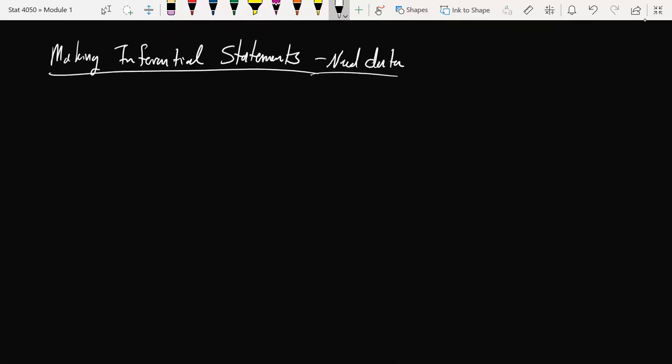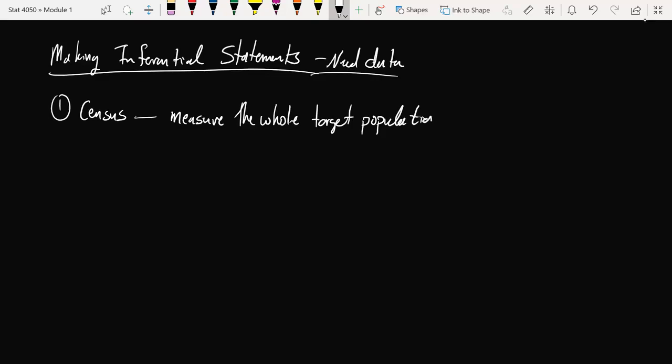There's a few ways to go about getting some data. The first way, the most complete way to do it, is to just do a census. A census is where you measure the whole target population. This is, again, why it's important to have a clear, well-defined target population. How are you supposed to take a census of your target population if you don't know what it is? So measure the whole target population. Census, all right. You're doing everyone in the target population. This is not really taking a smaller sample, but attempting to measure everyone, right?